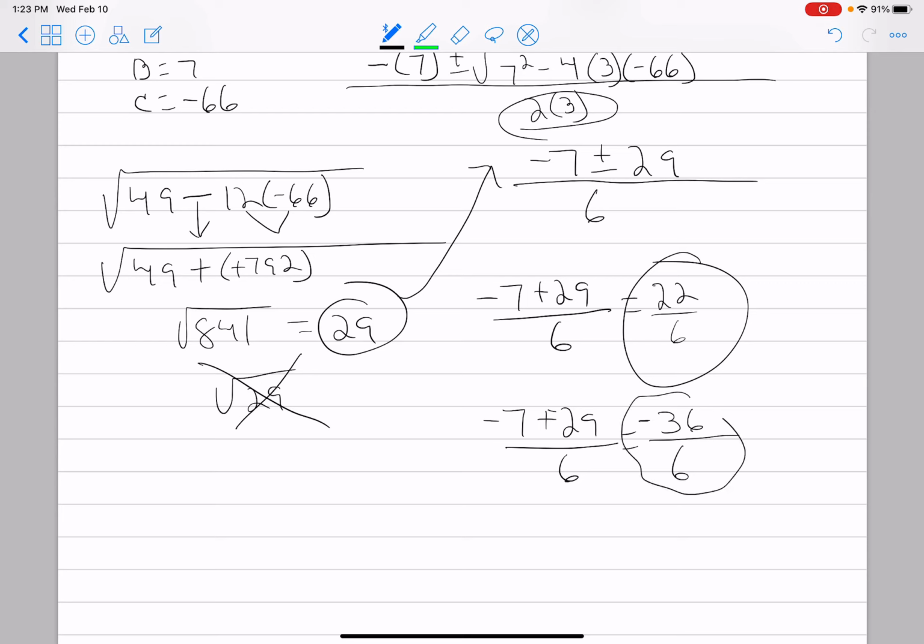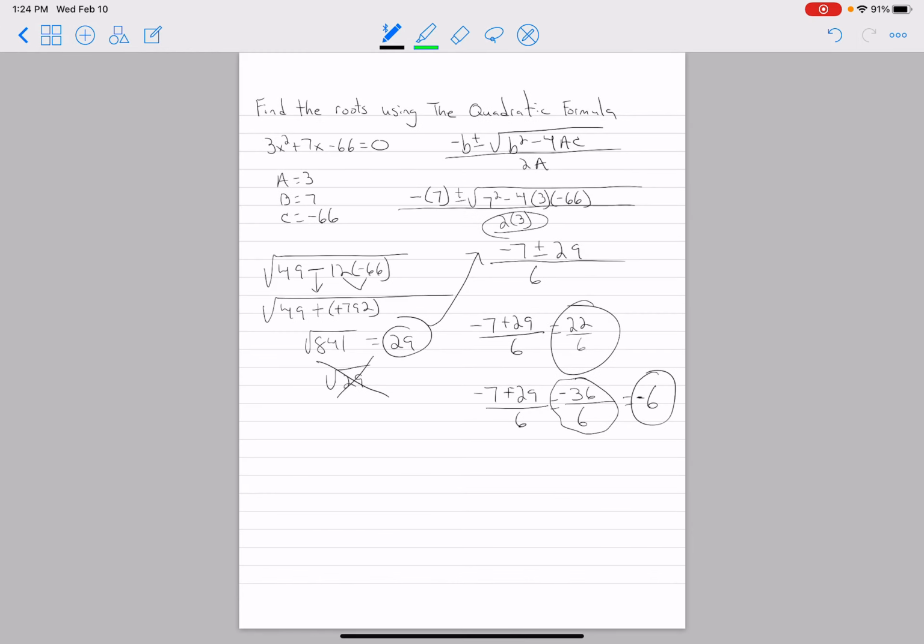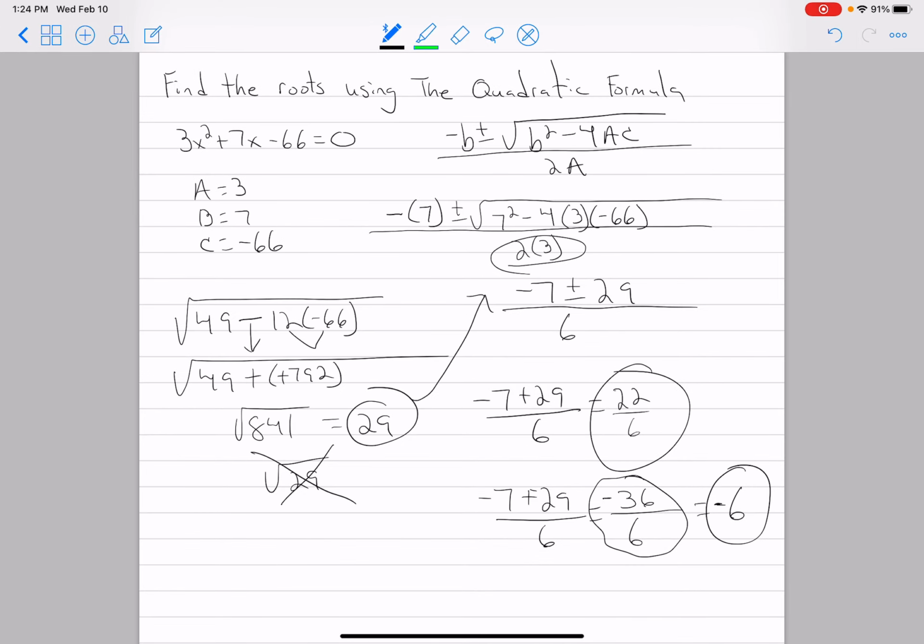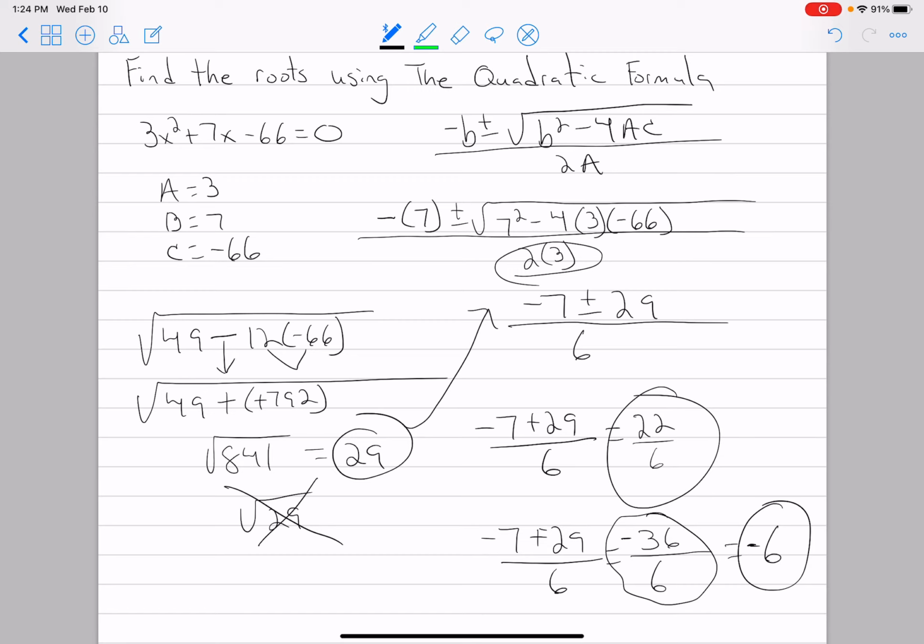And this is a nice, pretty one. 36 divided by 6 is 6. So this is negative 6. All right. Those would be the two roots that you found of this initial quadratic by using the quadratic formula. Root 1 right here, and root 2 right here.